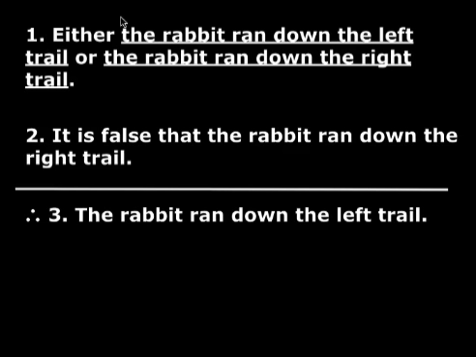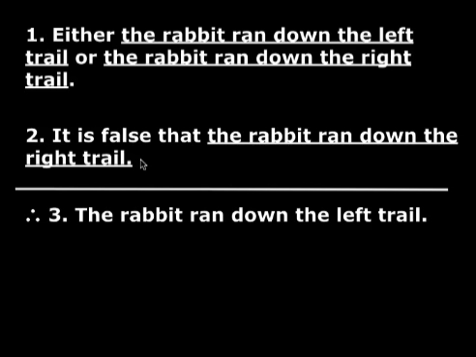The rabbit ran down the left trail. That's a statement by itself. You could use that on its own as a statement. And also this one, the rabbit ran down the right trail. That is also a statement that can be used by itself. No problem. So this is a compound statement. It has parts which are themselves statements. Let's look at premise two. It also has a part which is itself a statement: the rabbit ran down the right trail. So two is compound.